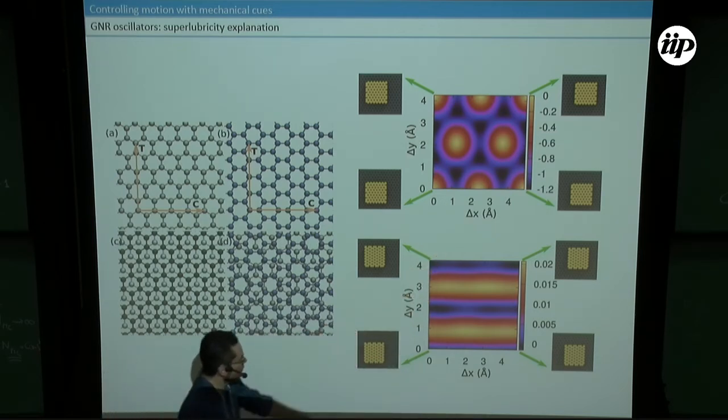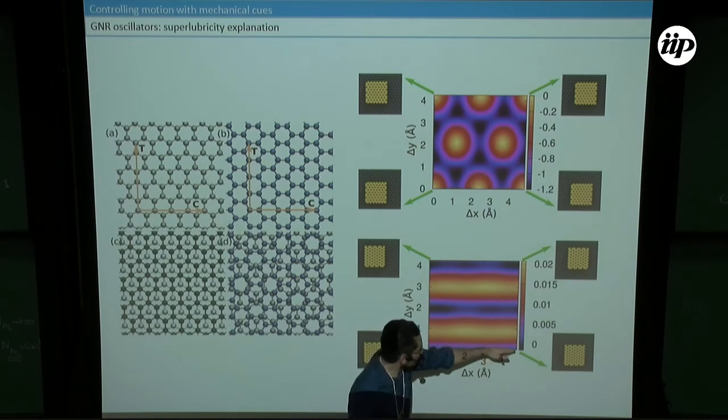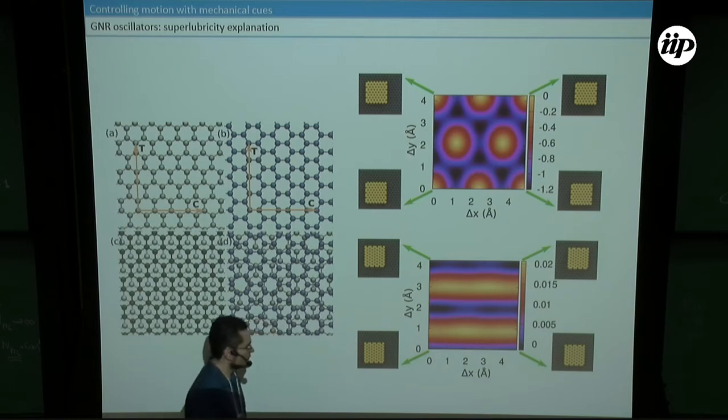For this case here, if you just look at the scale, it's completely different. You have very, very little gain or loss of energy if you move the graphene around the other.